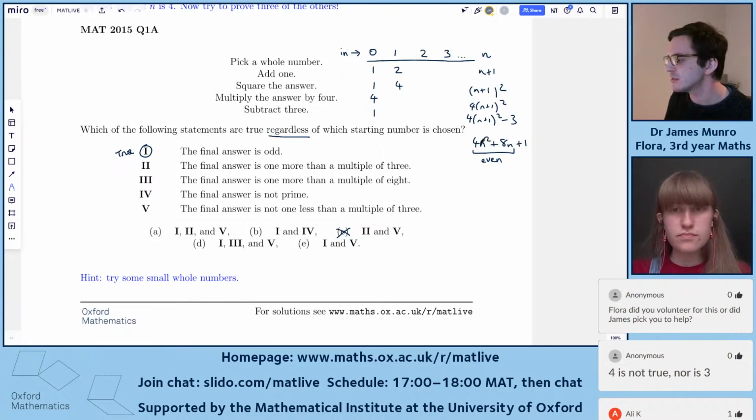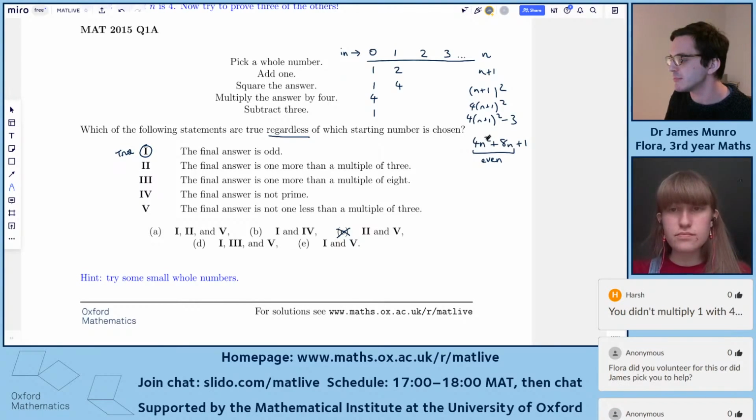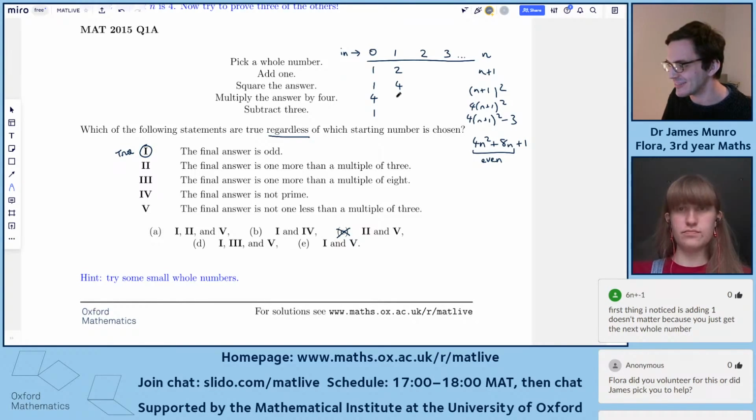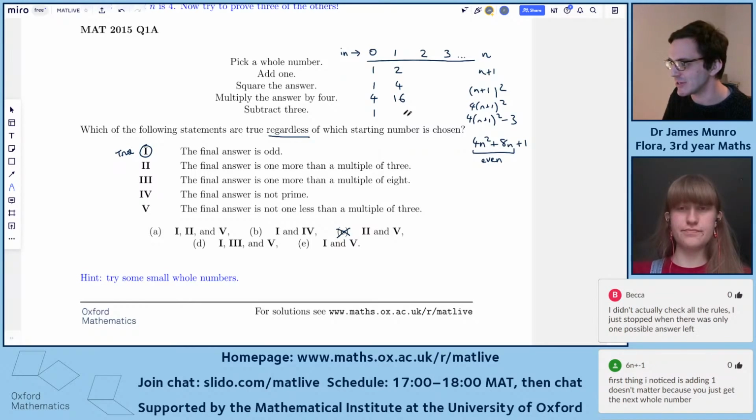I'm a bit suspicious about whether this is a multiple of 8 or not. I can see this bit is a multiple of 8 in the middle, because I've got a plus 1. I'm a bit worried about whether this 4n squared is a multiple of 8 or not. I sort of think maybe if I take n equals 1, I was calculating n equals 1 before. Let's keep going with 1. 16, and then subtract 3. 12. Oh my word, 13. That's a new low, isn't it? 13 is not 1 more than a multiple of 8.